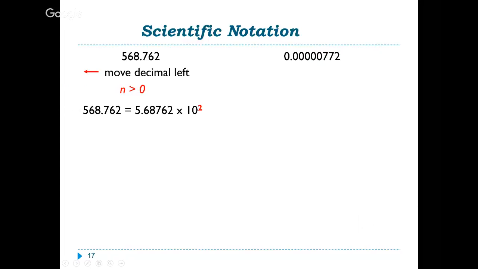I'm not going to have 77.2 because that's not right. So I move my decimal point to the right. It is a negative number as my exponent because my number is small. It is a fraction, right?